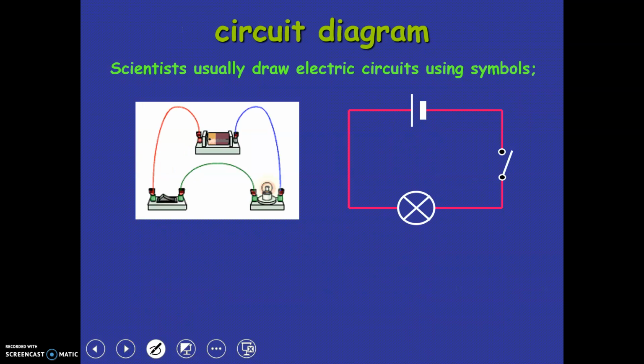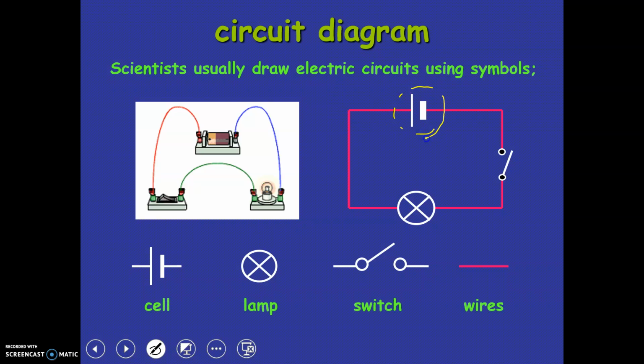And we're going to be looking at circuit diagrams, and when we look at circuit diagrams, this would represent a battery. So whatever is powering the electrons. We have a lamp or a light bulb. We have a switch, and this one right now is open, meaning the electrons would not flow through it. The switch always needs to be closed in order for the electrons to flow. And then everything connected is the wires.